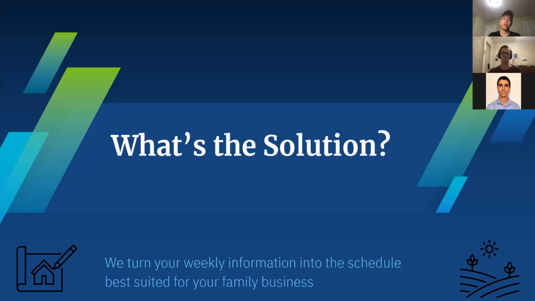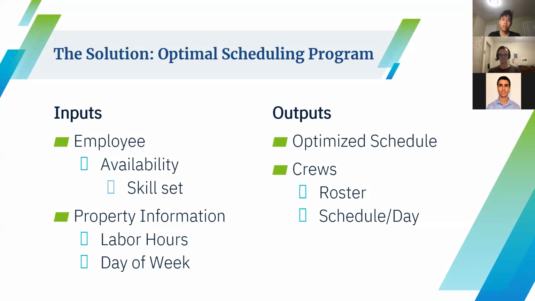The program we designed will have the employees enter their availability for that week along with their skill sets. The project manager will enter the property information with the labor hours they require, the skill sets they require, along with which day of the week the property must be hit. Our program will then run OpenSolver to create crews of 1 to 5 members based on their skill set and availability, along with what properties they will be assigned to for that week.